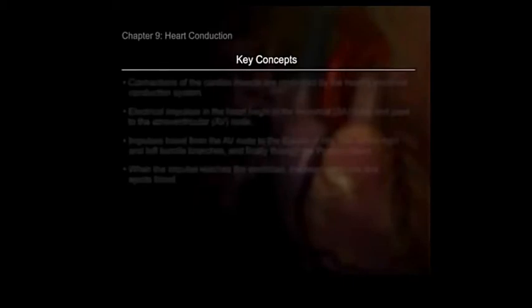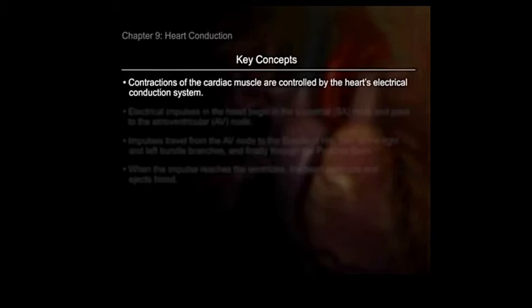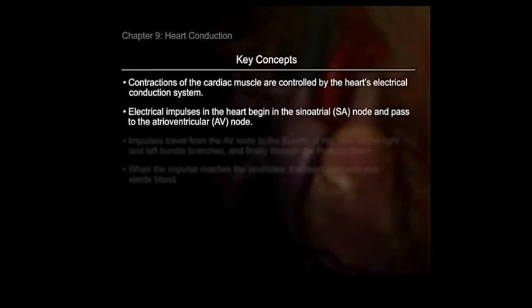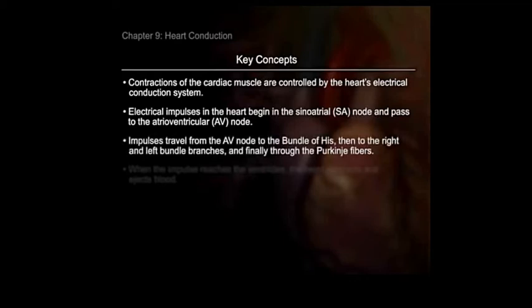Key concepts in this section. Contractions of the cardiac muscle are controlled by the heart's electrical conduction system. Electrical impulses in the heart begin in the sinoatrial, or SA node, and pass to the atrioventricular, or AV node. Impulses travel from the AV node to the bundle of His, then to the right and left bundle branches, and finally through the Purkinje fibers. When the impulse reaches the ventricles, the heart contracts and ejects blood.